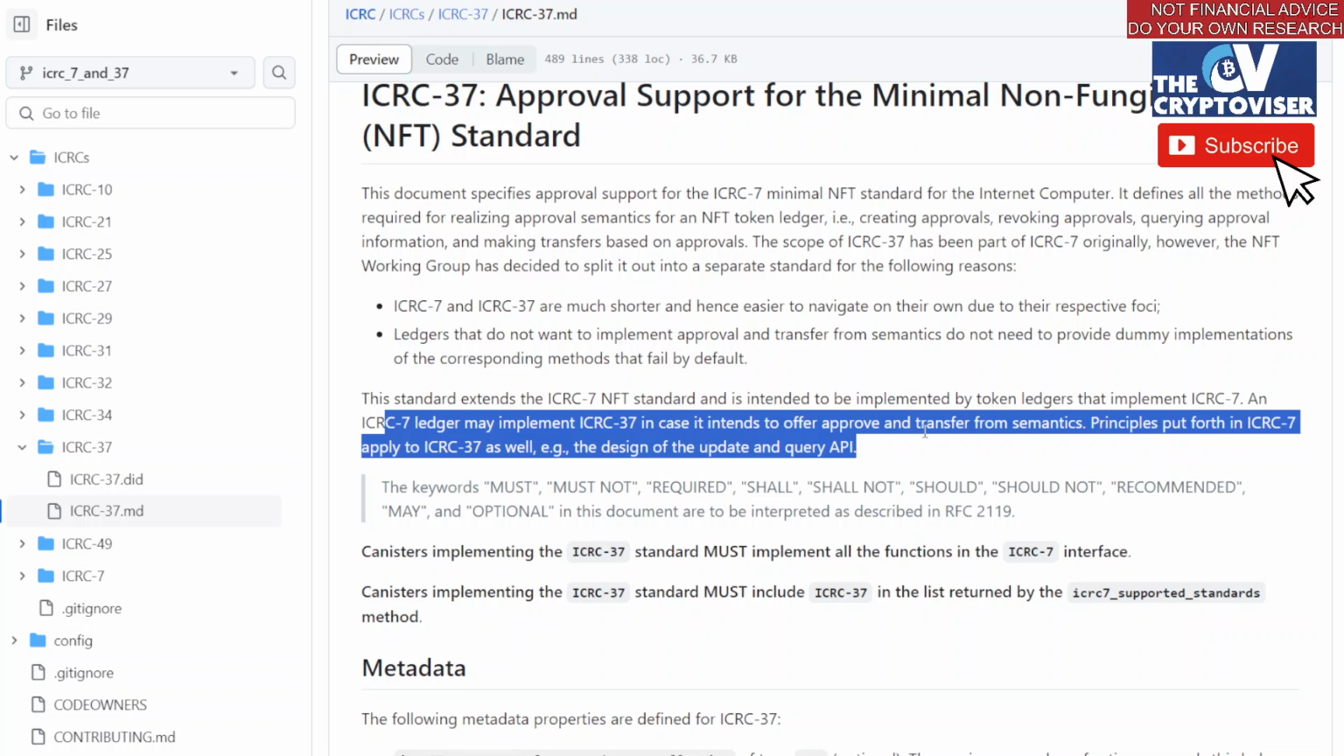So a lot of tech jargon, but effectively they are upgrading the NFT standards on Internet Computer to make it more efficient.